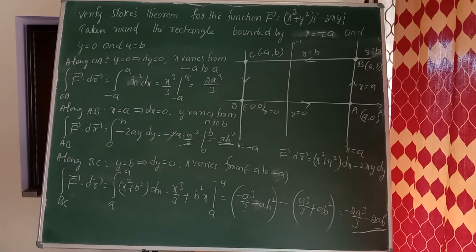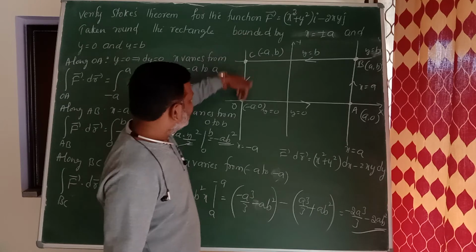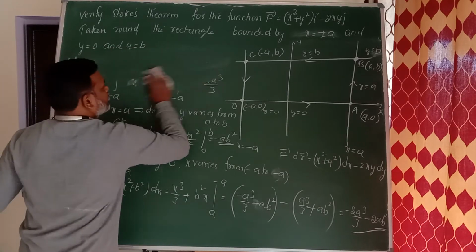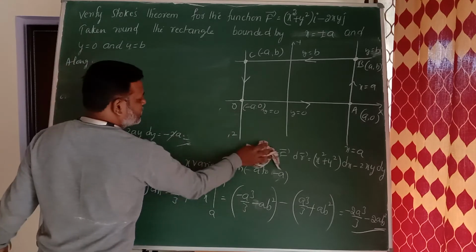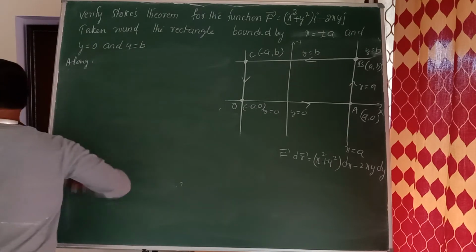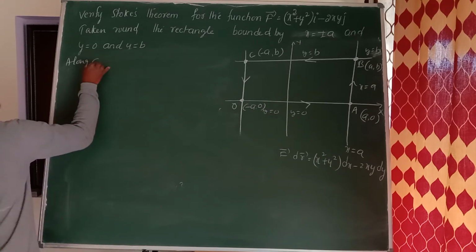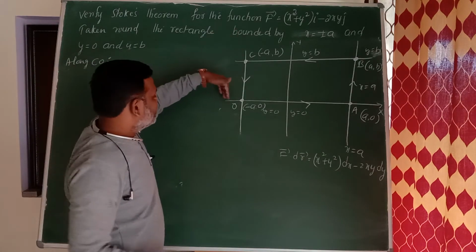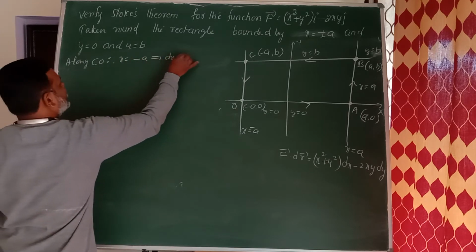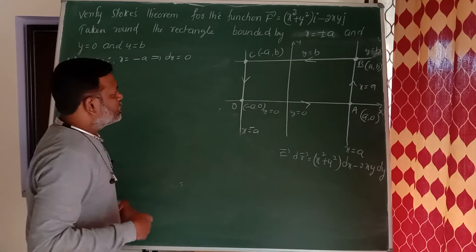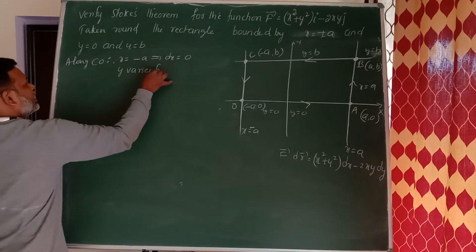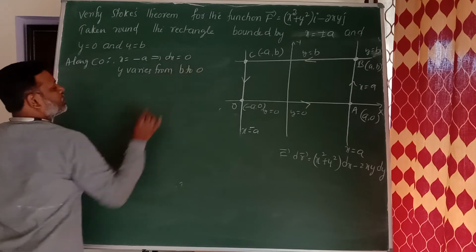So this is the value along the curve BC, and the remaining part is along the curve CO. We have to look at the direction. Along CO, what do we take? The condition here is x is equal to minus a, which implies dx is equal to 0. This is a line parallel to the y-axis. So y varies from where to where? Look at the y condition: y varies from b to 0.